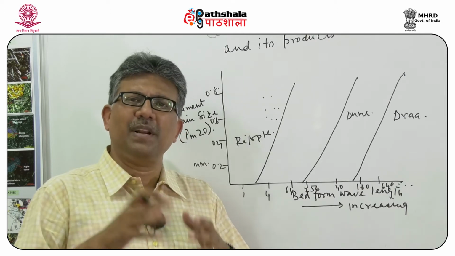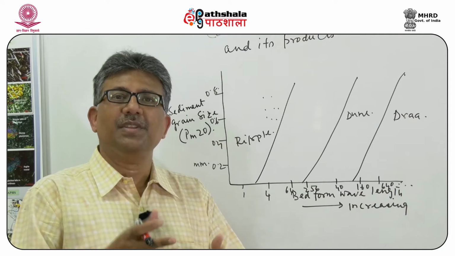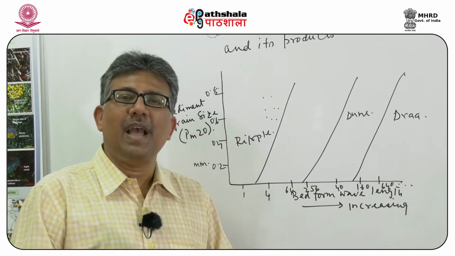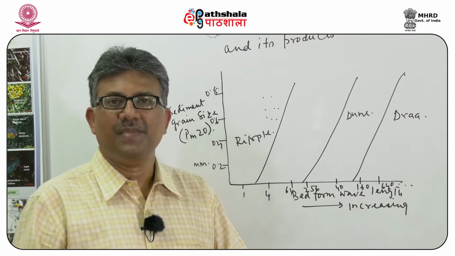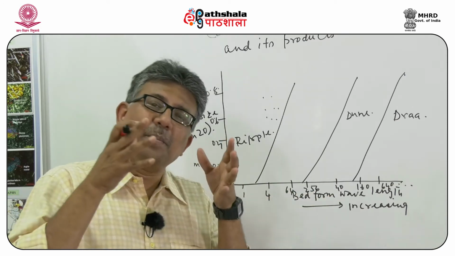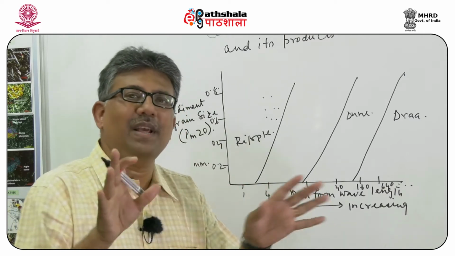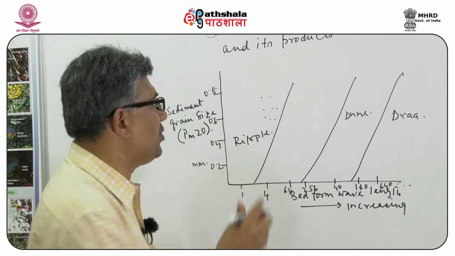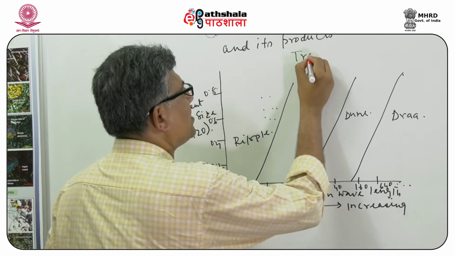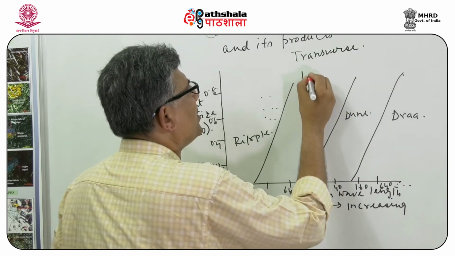Now, what is the relative geometry? All these things depend upon the geometry and the direction of the wind, the velocity of the wind and the supply of sediment. Depending on all these parameters, the Aeolian bed forms assume different kinds of geometry. Broadly, the Aeolian bed forms we divide into, number 1, the transverse bed form, and the longitudinal bed form.